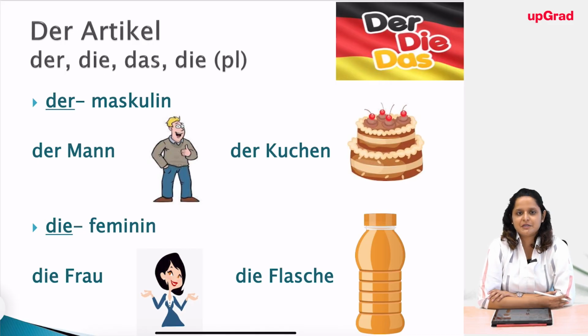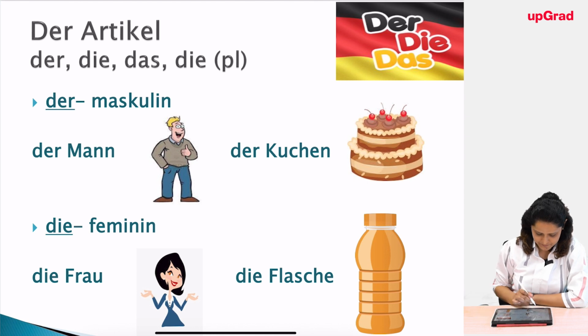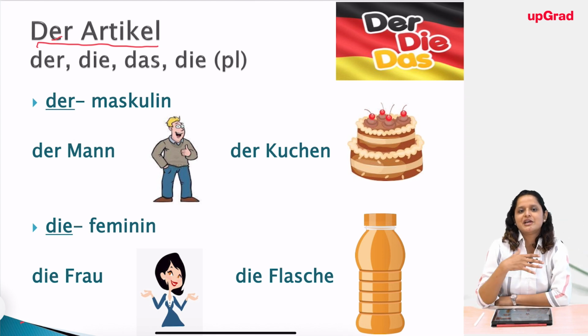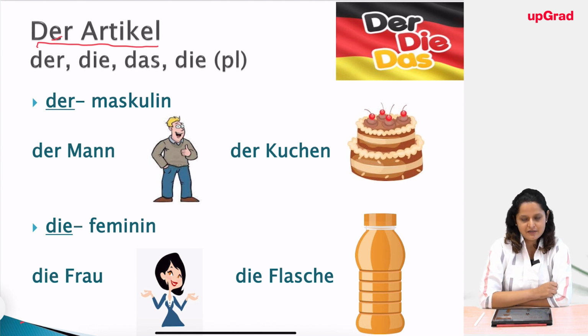A look at the German nouns. Okay, so the concept for today is called the article. An article is something that denotes the gender of a noun. In Deutsch, we have three kinds of genders which are assigned to our nouns.